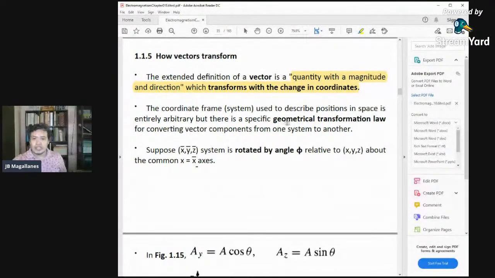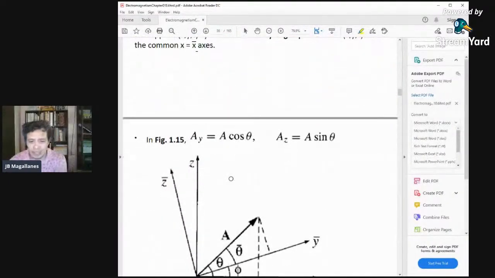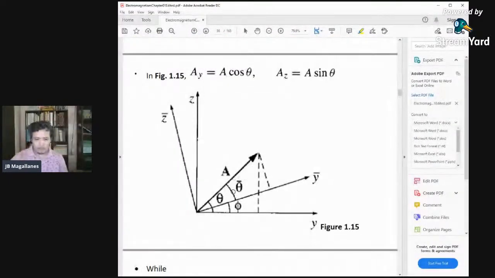So there's a transformation law for vectors, for converting vectors to another, to finding components of the same vector in another frame. So for example, the direction of the x-axis here would be going to you, out of the page. So the x-axis would be just a point here going to you. So this is y and z.